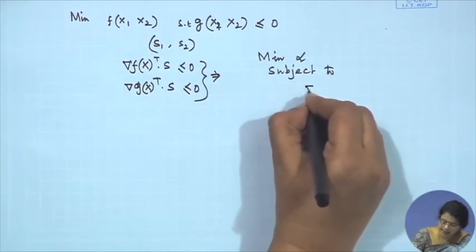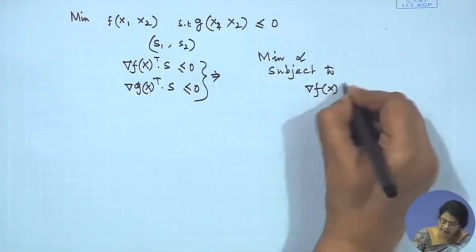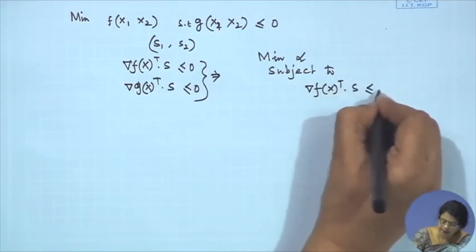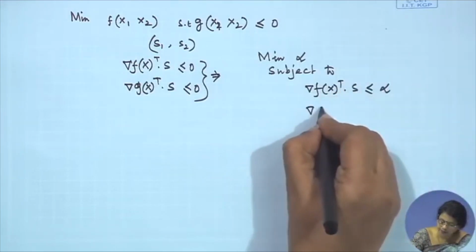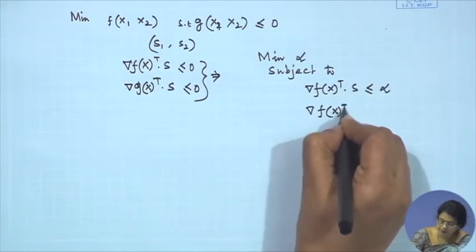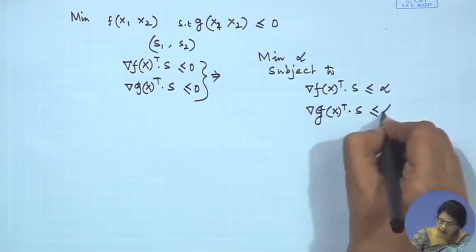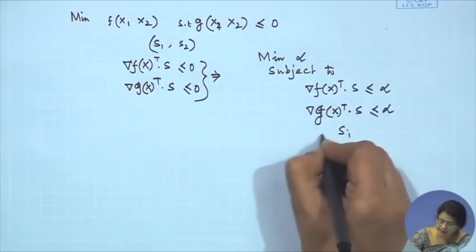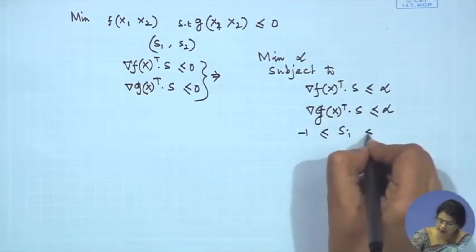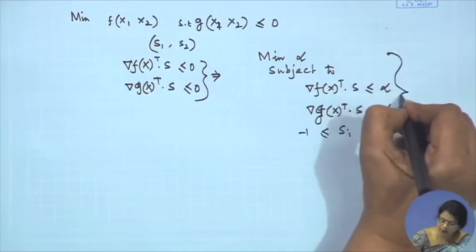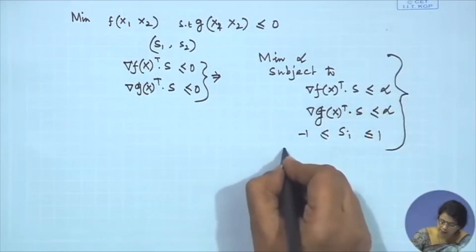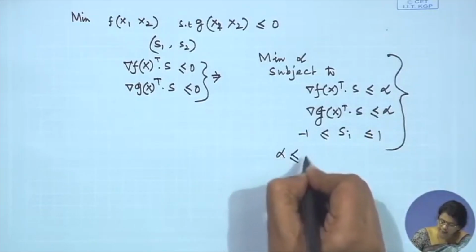We get grad of f(x) less than alpha. This is g alpha and individual s_i between minus 1 and 1. Just look at the model. This model we are having, where alpha is always negative.